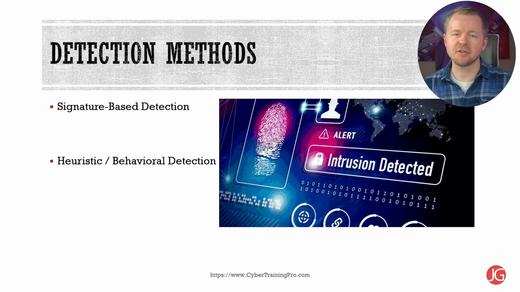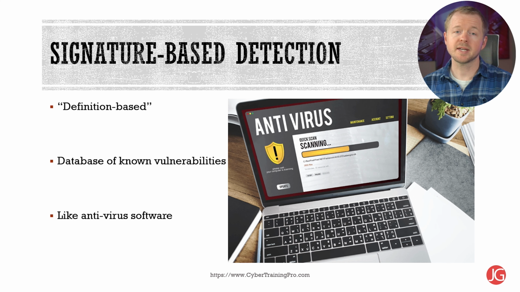When it comes to detection methods, there's two methods of detection that an IDS or an IPS is going to use. We have signature-based detection, and we have heuristic or behavioral detection. Signature-based detection, also known as definition-based, has a database of known vulnerabilities or attack patterns that it compares traffic with. Signature-based detection would be like what your antivirus software uses, and the definitions have to be maintained and updated from the vendor to continue to be effective.